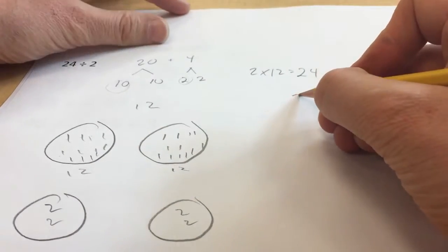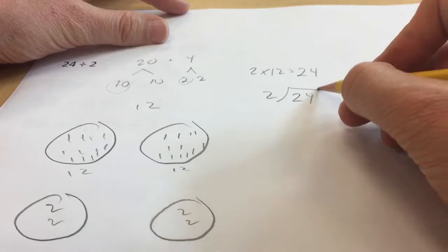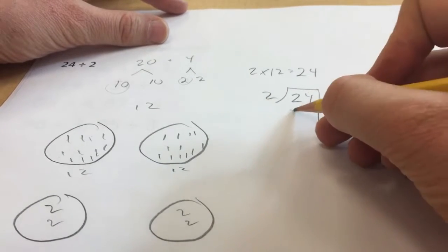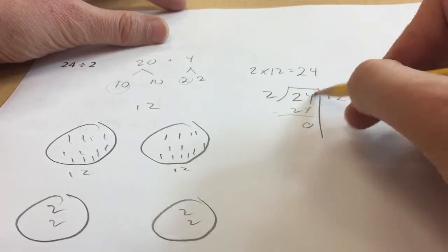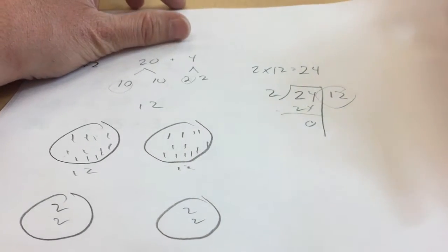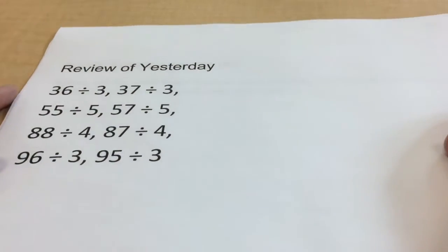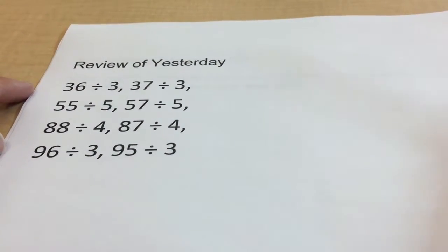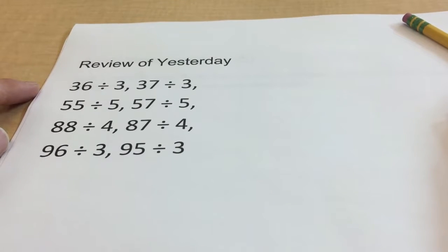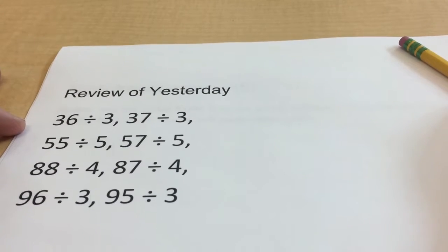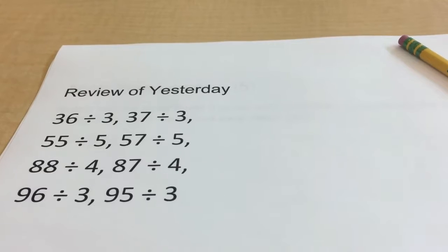You might remember this way. 24 divided by 2. 2 times what gets me close to 24? 2 times 12 is 24. Subtract, nothing left. So the answer is 12. Multiplying up. These are ones we did, or similar to the ones we did yesterday. Pause it and solve these problems. Go.